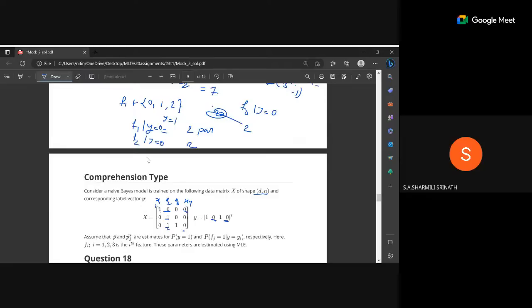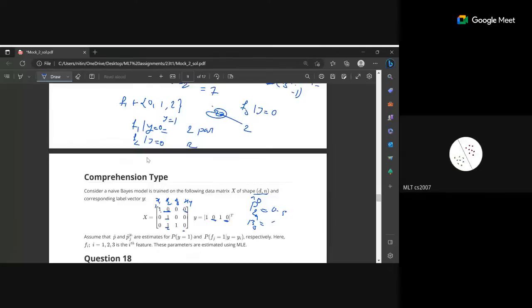So from there we can decide what is the dimension and what is the number of data points. Now y is equal to zero is possible in the second and fourth points. But feature one is zero in both the cases, so the probability is zero. What is P2 given 0? It is 1 by 2, so 0.5. What is P3 given 0? Again 1 by 2.